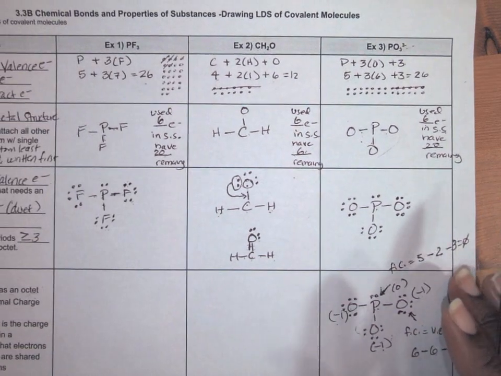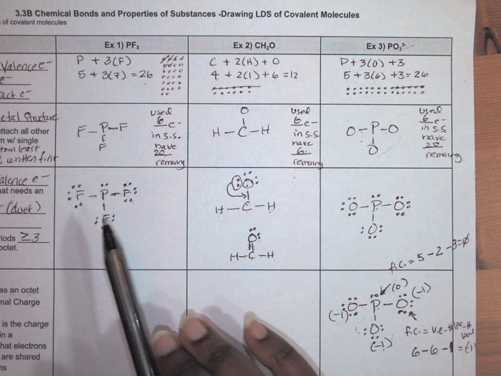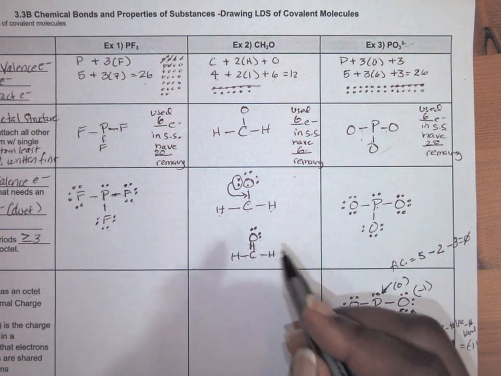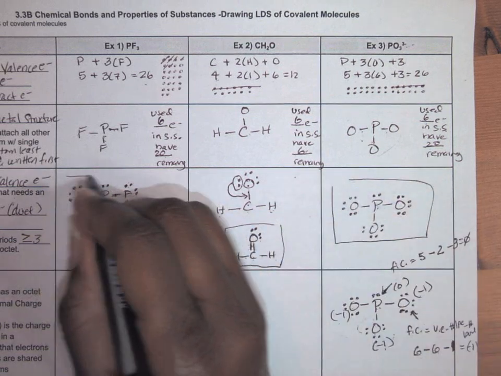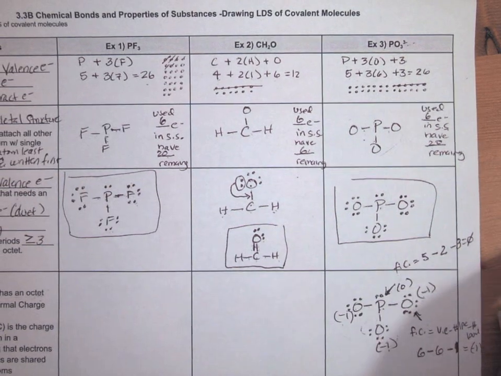In another video, we'll talk more about formal charges and how we'll check that part, but for right now, I just want you to check to make sure every atom has an octet. So here are our Lewis dot structures for these 3 examples. Now you can go on and try your practice problems.